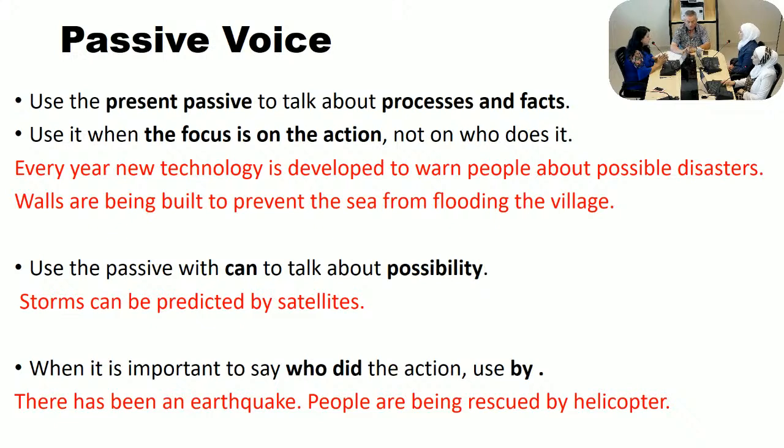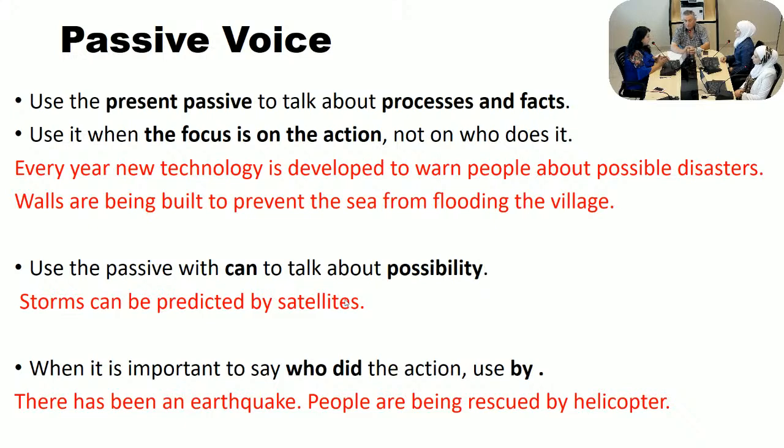Okay. Now about the form, it's not really mentioned here. We use verb to be and past participle, the third form of the verb. Every year, new technology is developed to warn people about possible disasters. Is developed: verb to be is, and developed is the past participle. Walls are being built to prevent the sea from flooding the village. Now, are being built, this is present continuous in the passive. Verb to be and past participle.